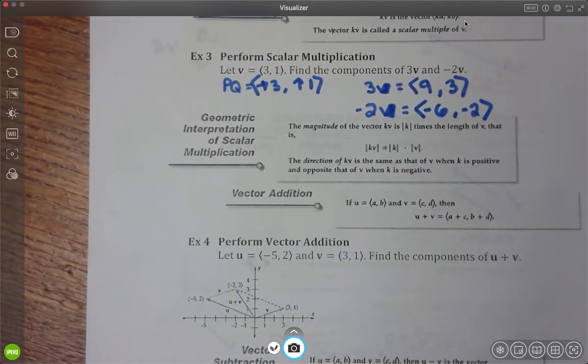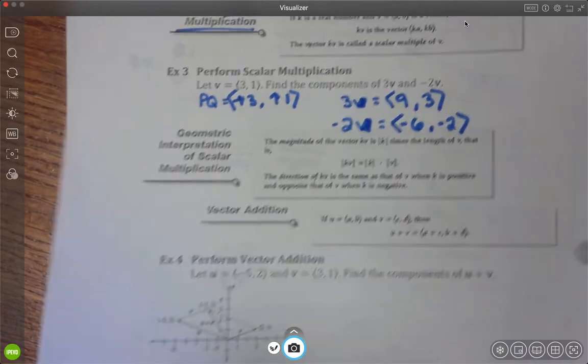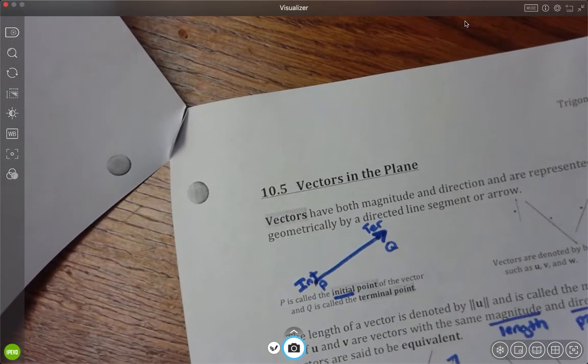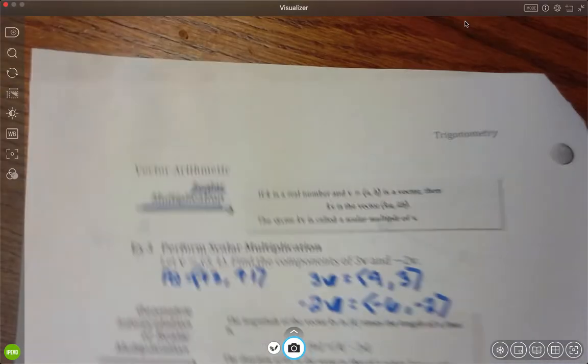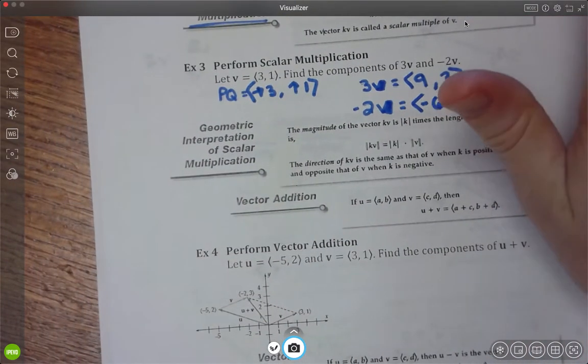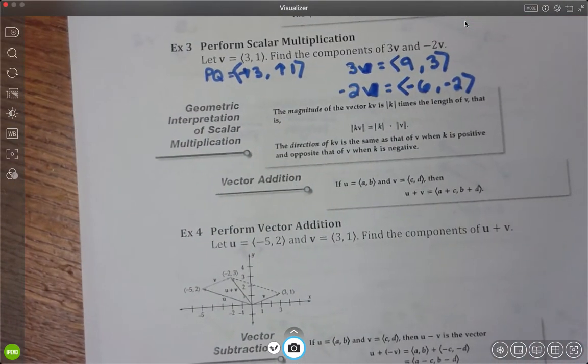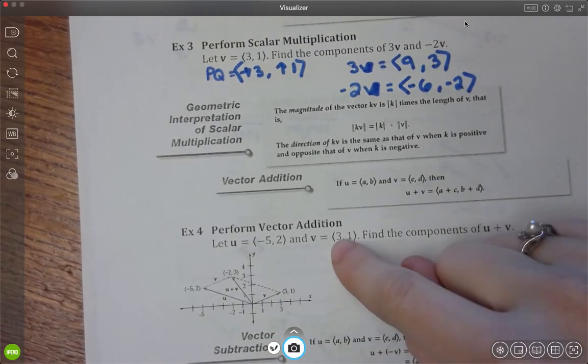Okay, Trig, this is the second half of section 10.5 where we started talking about vectors. For the first time, actually. I've never talked about vectors before, but so far they seem to be pretty easy. We left off with vector addition and vector subtraction.